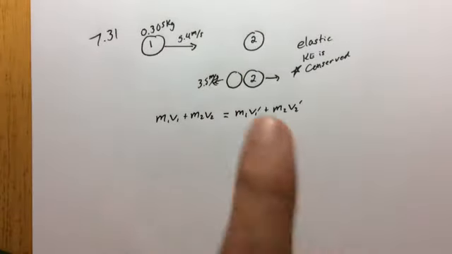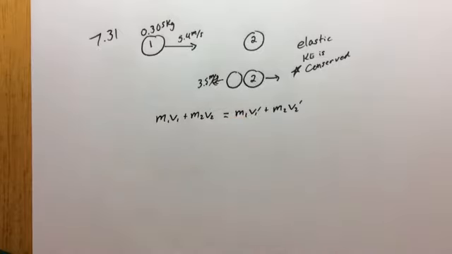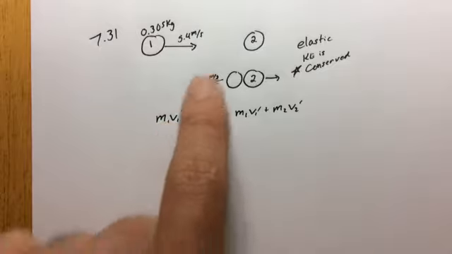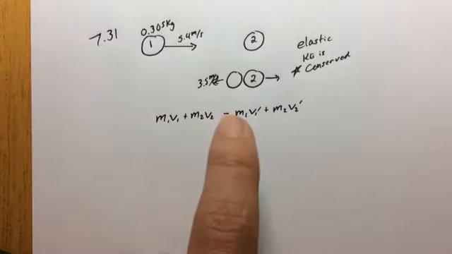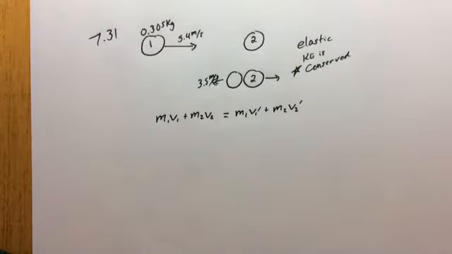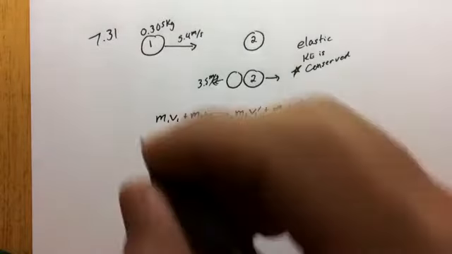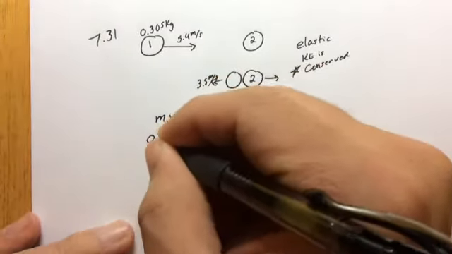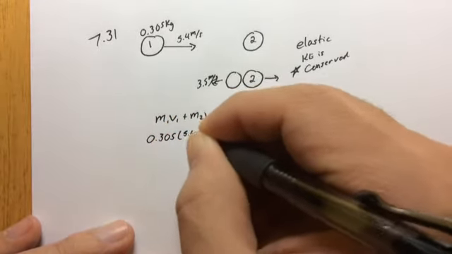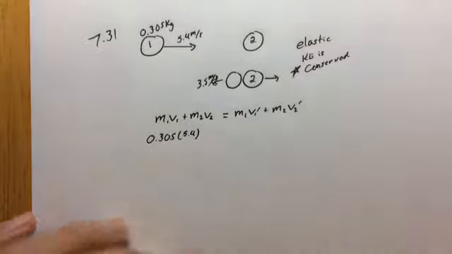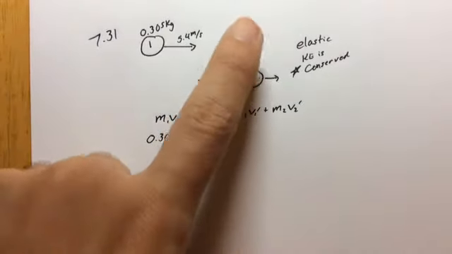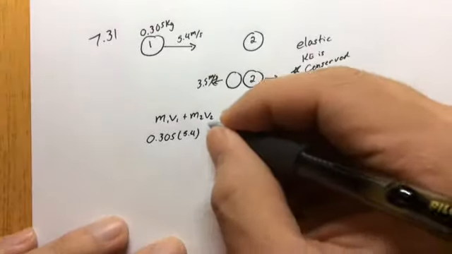The velocities probably changed since they hit. All we're saying is the momentum of that guy and the momentum of that guy added together is equal to the momentum of this one and the momentum of this one afterwards. Let's see if this helps us out. So M1 we know, 0.305, and we know the velocity, it's 5.4. M2 we don't know, but we do know that V2, the velocity of this in the beginning before the collision, is nothing. So that's 0, it's gone.